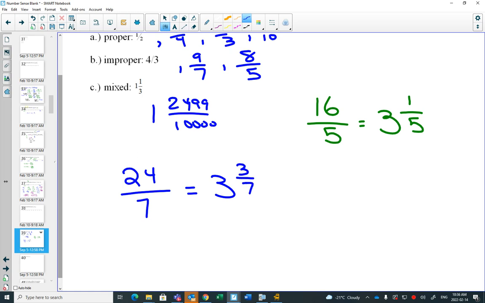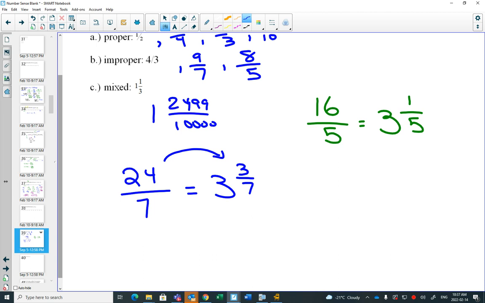Right, because 3 full 7s would get you to 21, and then you're left with 3 little pieces left over, so it would give you 3 and 3 sevenths. So that's a good way from working from this direction to this direction. What if we were going the other way?